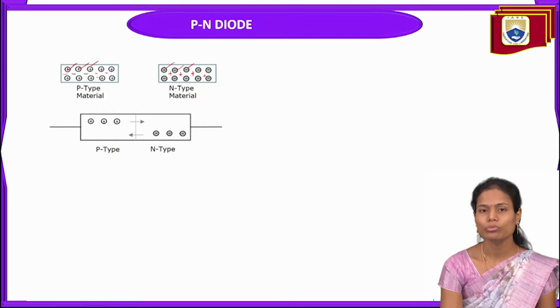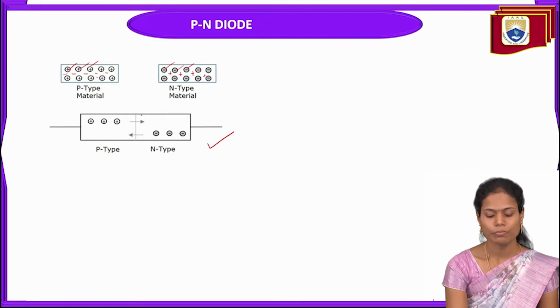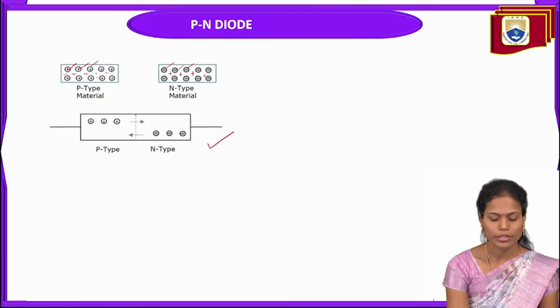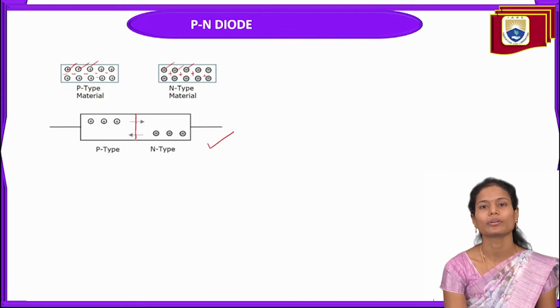In order to make the PN junction diode, we take one small piece of P type semiconductor material and one small piece of N type semiconductor material, and if we join the two materials together, the PN junction diode is formed like this. When we join the P and N type materials, the PN junction is formed here.